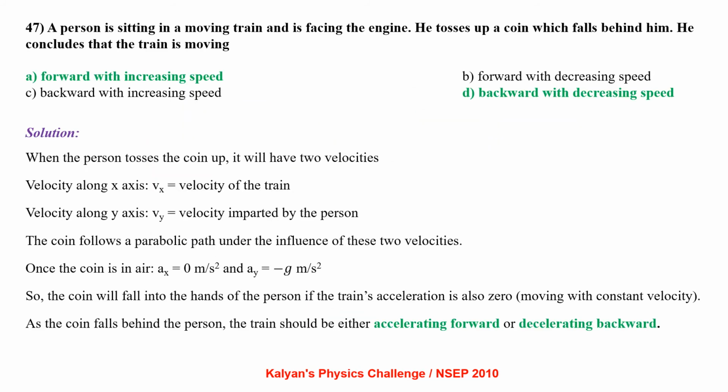A person is sitting in a moving train and is facing the engine. He tosses up a coin which falls behind him. He concludes that the train is moving. When the person tosses the coin up, it will have two velocities.